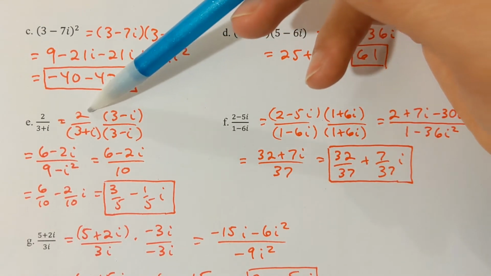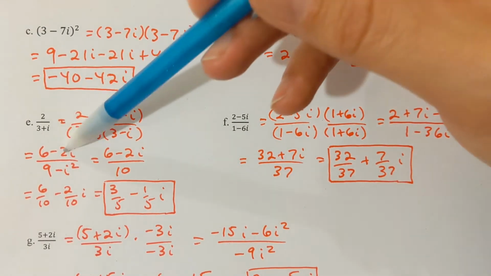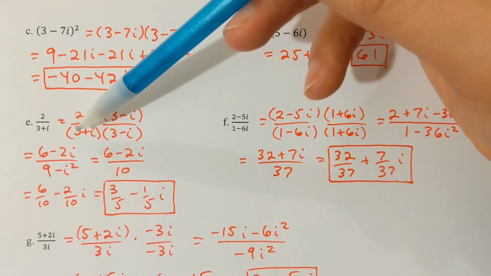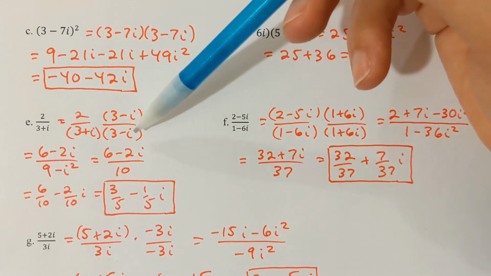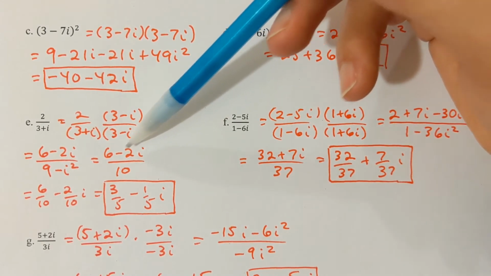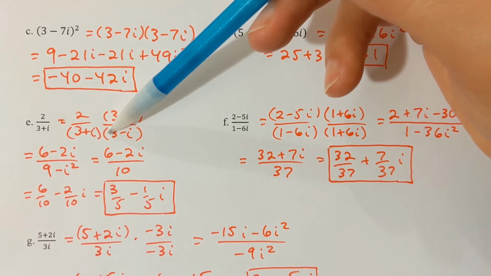In the numerator, I'll go ahead and distribute 2. 2 times 3 is 6, and then minus 2i there. In the denominator, I'm going to FOIL out. 3 times 3 is 9. Now, the reason for using the conjugate is because the middle term is going to go to 0, right? I've got negative 3i plus 3i, that's 0 in the middle.